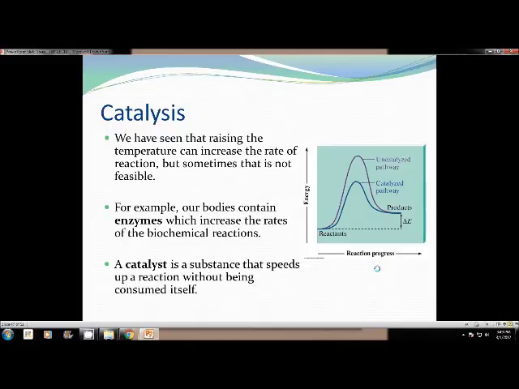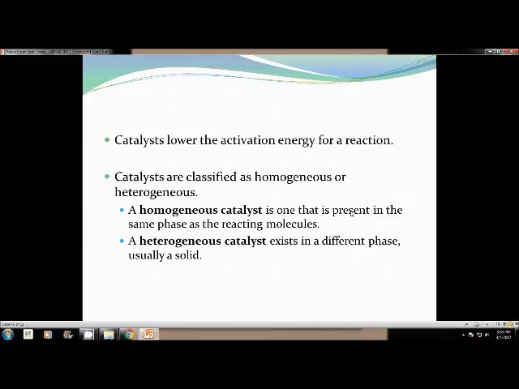In the graph pictured, you can see how the uncatalyzed pathway for the reactants and products has a much larger peak or hill versus when the catalyst is added in. And that's great because with that catalyst, you don't need as much energy. It lowers the activation energy for the reaction. So reactions tend to happen a lot faster and a lot more often.